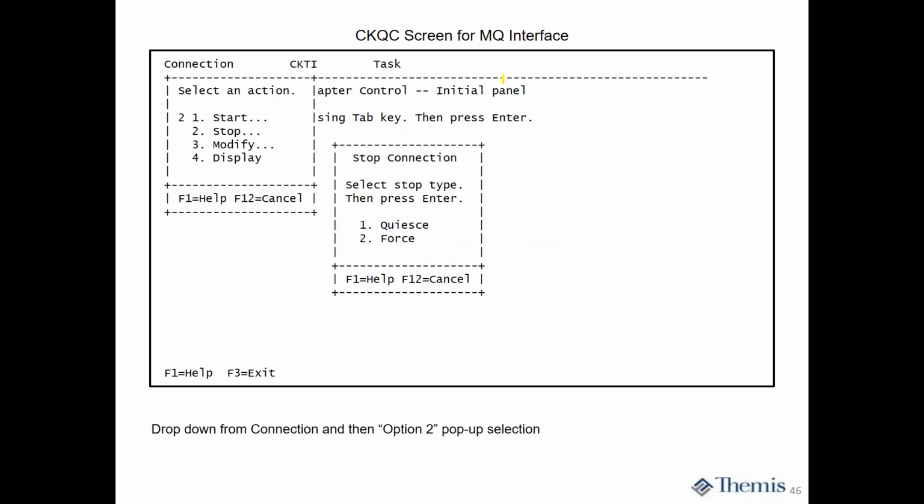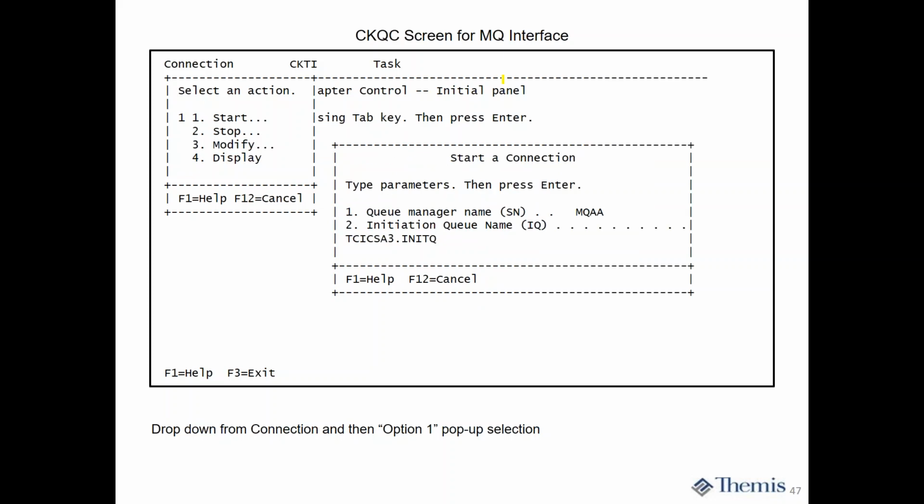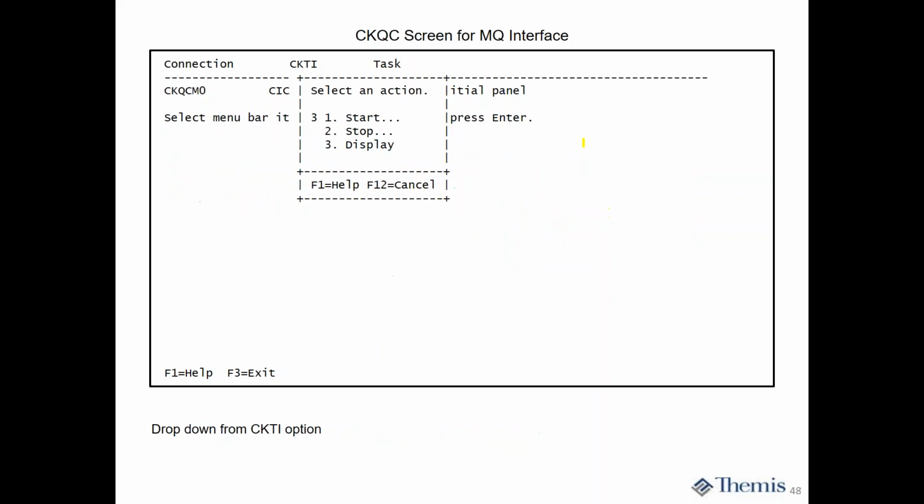Option 2 on the next slide, let me stop the interface. And again, the secondary pop-up in the middle. Quiesce means allow all applications to complete before you terminate the interface. Force means kill them, shut it down. Option 1 to start the interface again, and again, pretty much the MQCon parameters. But if I stop the interface for MQAA, I can start to a different queue manager. So if I want to stop to one queue manager, start to a different one, all you need to do is stop and then put a different name in here. And I can start the connection to a different queue manager, one at a time.